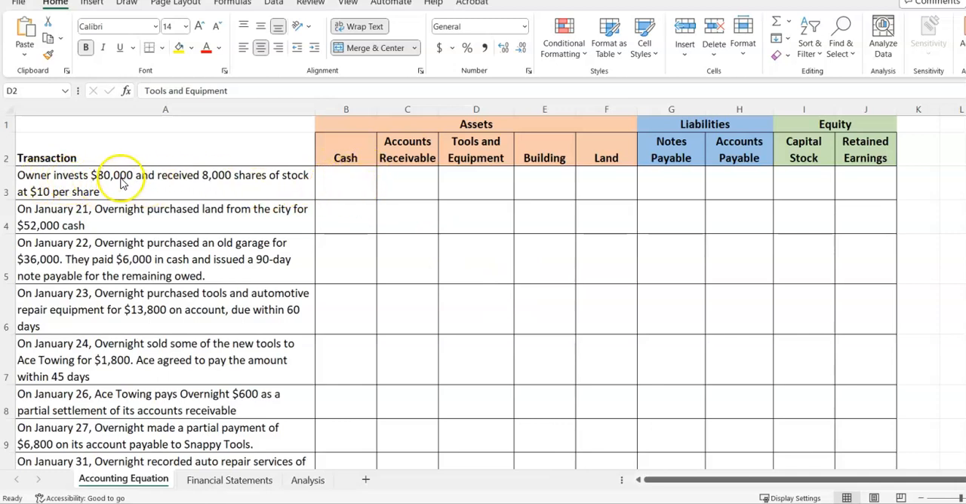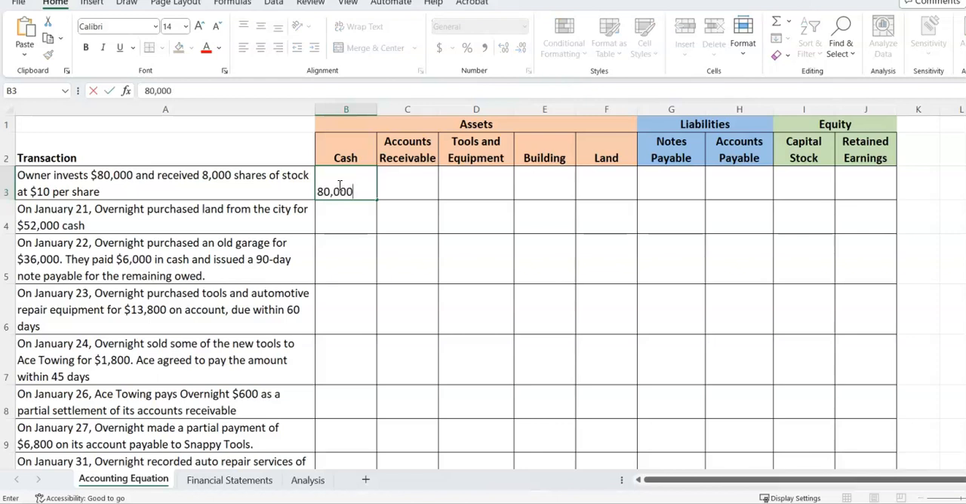I want you to become comfortable with Excel. So we have this first transaction. Owner invests $80,000 in the business and received 8,000 shares of stock at $10 per share. So we have $80,000 in cash, and we now have $80,000 in capital stock. So we have $80,000 in assets and $80,000 in total liabilities and equity. Our accounting equation balances.